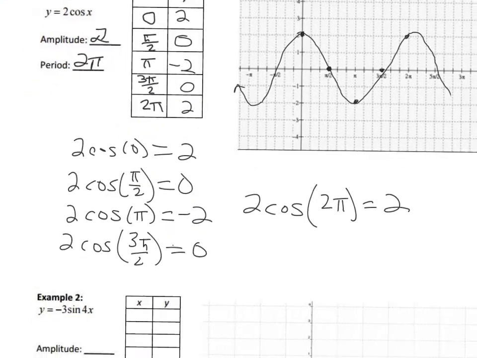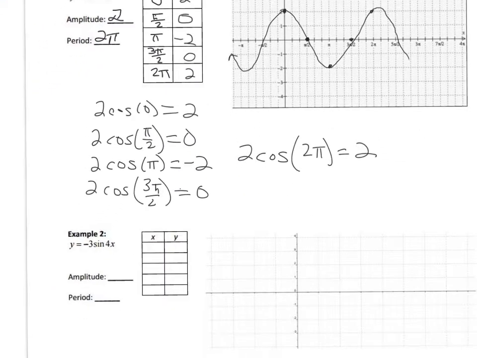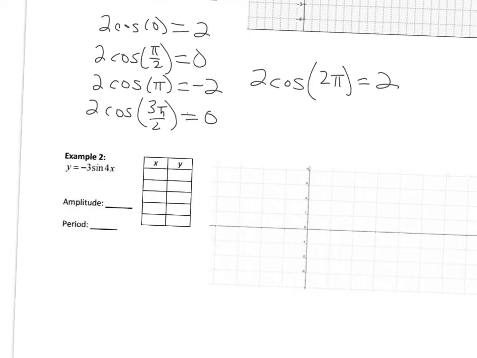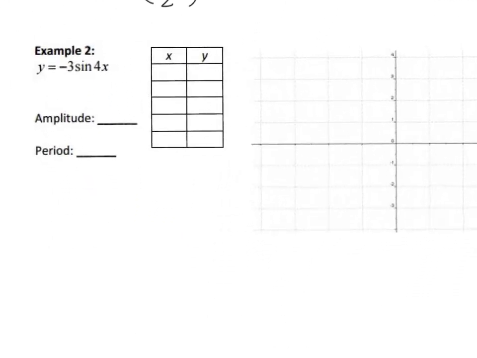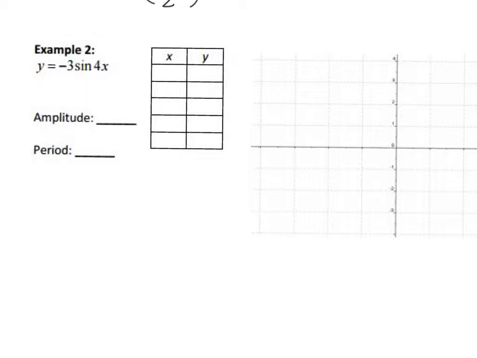Okay, let's look at one more question. And this one's going to be a little trickier because it has a different period. We did this one on the previous page as well. So remember the amplitude of this one was 3, and the period was pi over 2. So the problem with this one is it's going to repeat a lot faster.